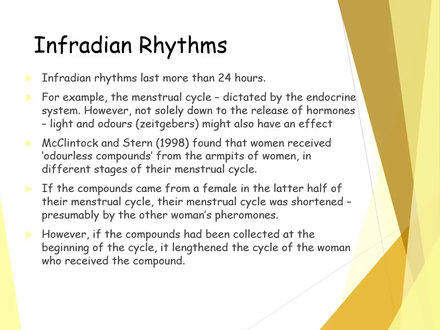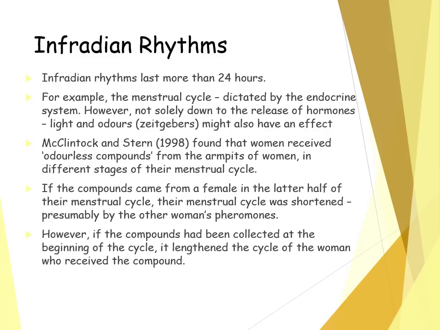However, it's not solely down to the release of hormones. It's been found that exogenous zeitgebers, so external cues such as light and odours, might have an effect. McClintock and Stern got women to receive odourless compounds from the armpits of women at different stages of their menstrual cycle.